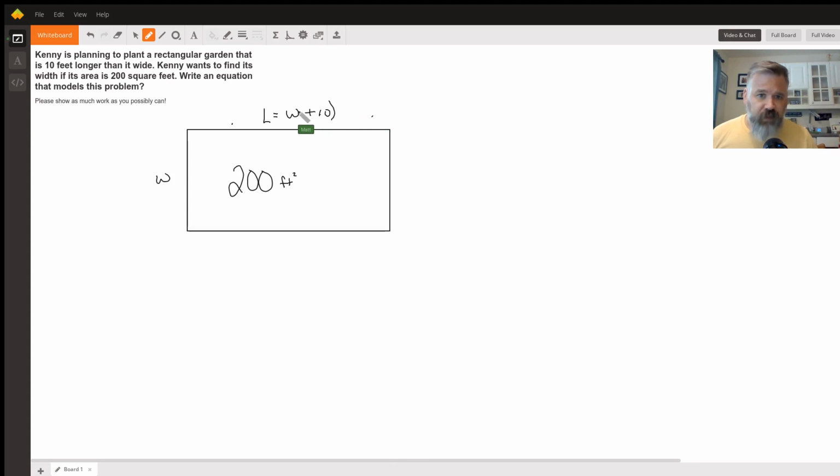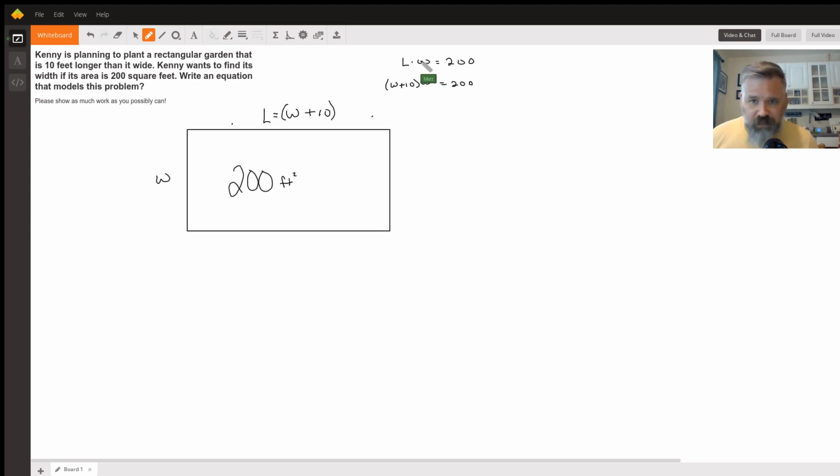Now, the way that you find the area of a rectangle is to multiply the length times the width. So we could do length times width equals, we know it equals 200. But since we actually know that the length is W plus 10, I'm going to put that in its place. W plus 10 times W equals 200.